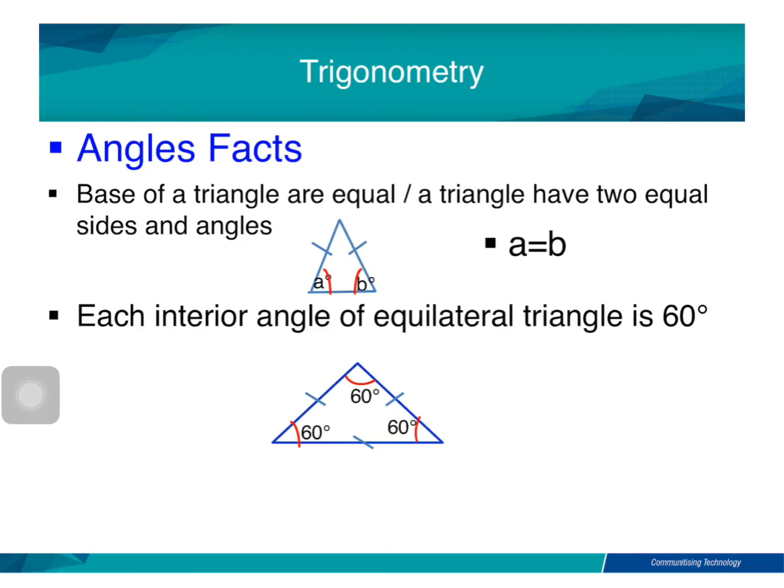Next, the base angles. If a triangle has two equal sides, then it has two equal angles, so A is equal to B. And the last one: each interior angle of an equilateral triangle is 60, so 60 times 3 is equal to 180, if we have equal length sides.